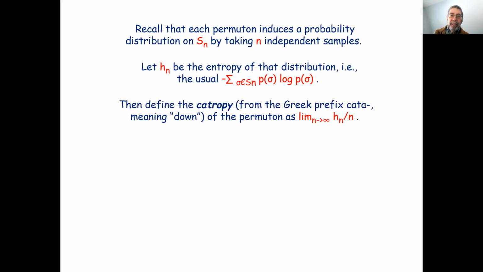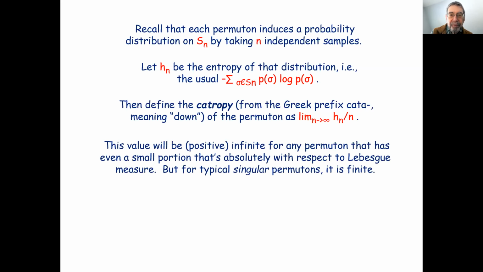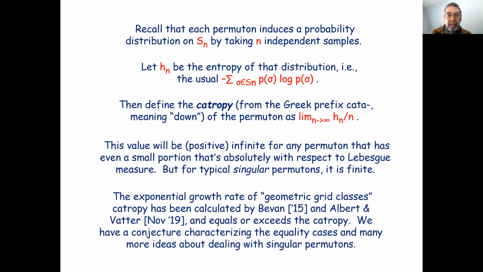And so we use what we call catropy. The prefix cata, as in catacomb, means like the basement, down underneath. So this is kind of a low-level basement version of the entropy that we talked about before. And for this, we just compute the limit of the entropy of the probability distribution divided by n, without subtracting off that log n factorial. So this, thankfully, will be non-negative things instead of non-positive things. It could be infinite even for a singular permuton, but it's usually finite. And it corresponds to the exponential growth rate of something called geometric grid classes that come up in the work of David Bevan and Michael Albert and Vince Vatter and others.